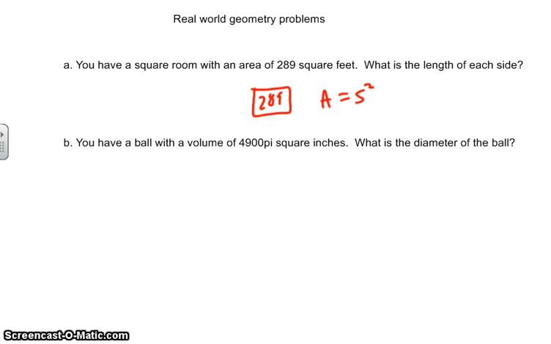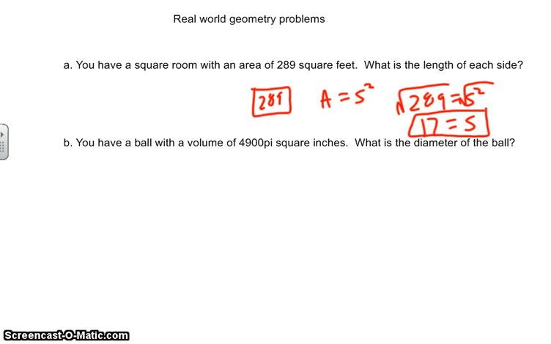So we need to know the area of a square. If I need to find this, I will plug it in. I have 289 equals s squared. I will take the square root of both things, and that comes out to be 17 equals s.